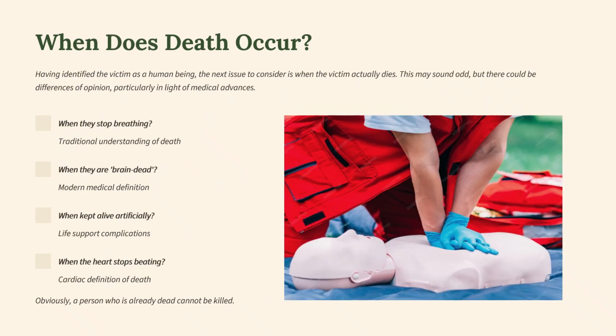Another interesting and key question in homicide cases is, when does death occur? Having identified the victim as a human being, the next issue to consider is when the victim actually dies. This may sound odd, but there could be a difference of opinion, particularly in light of medical advances. So: when they stop breathing, the traditional understanding of death; when they are brain dead, the modern medical definition; when kept alive artificially, life support complications; and when the heart stops beating, the cardiac definition of death. Obviously, a person who is already dead cannot be killed.